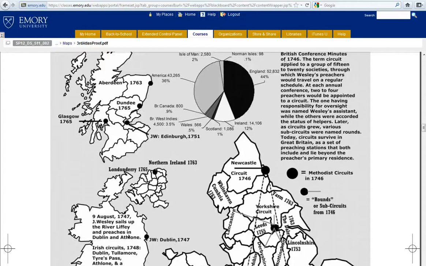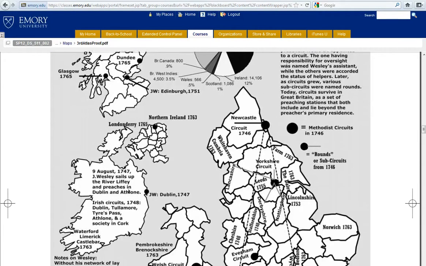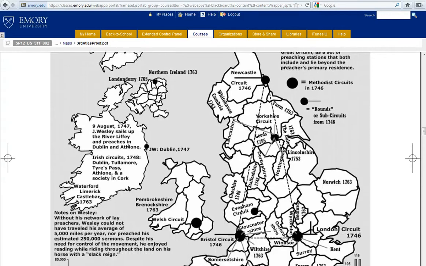into what are called circuits. And in the conference minutes, beginning in 1744, we have the first annual conference, and by 1746 we begin to see the names of organized circuits where John and Charles are able to link together the class meetings, usually started by the laity that we mentioned.